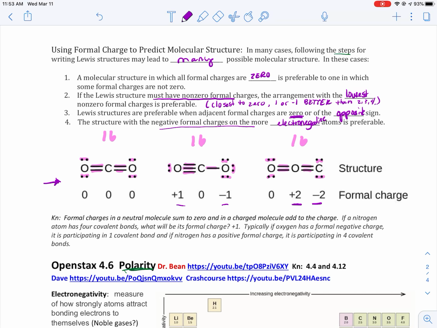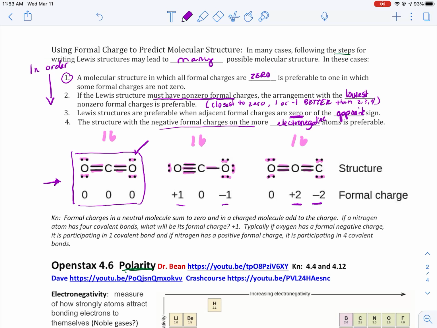It's like the last one on the chart. That's where this last rule comes into play. So these are in order, and if you get a rule that applies, stop. Don't keep going on. So for example, rule 1, a molecular structure in which all formal charges are 0 is preferable. So if you look at these pictures, we already have something that has all zeros. Stop at that rule. Nothing else has all zeros. That means that this is the correct structure.